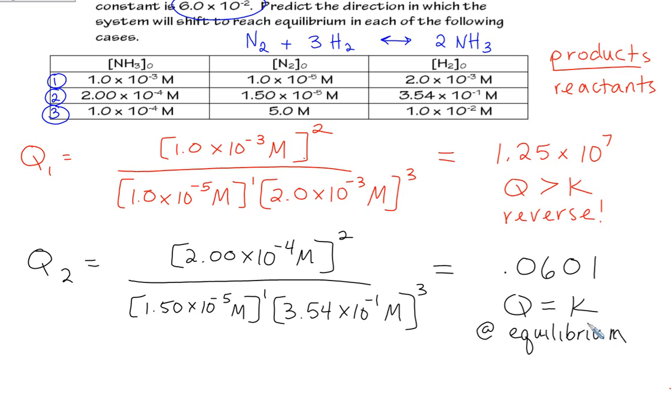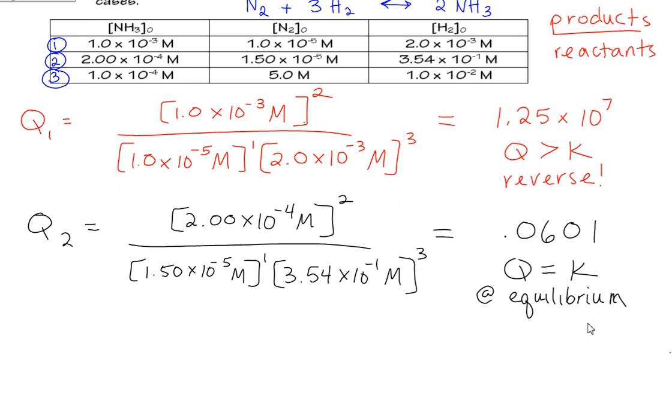Okay, you see how this works now? Okay, let's try the last one. Let's try trial 3. Q3. Products. 1.0 times 10 to the negative fourth squared. I always feel bad when people make that mistake, when they get to the end and say, oh, I just forgot that stupid exponent. I forgot that it's to the second power. So just be a little careful of the ratio in the balanced equation.